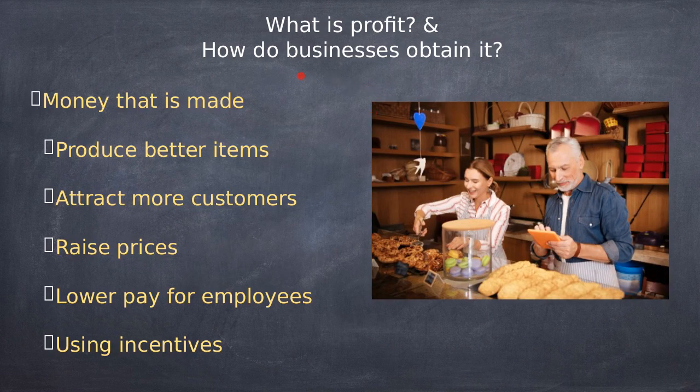So what is profit and how do businesses obtain it? I kind of touched on this. Profit is money that is made, right? So the way you can make more money as a business is to just produce better items, right? If you're selling junk, you're not going to make money. People are going to say, I'm not going to that store because they make junky items. You need to attract more customers. Okay. So that's a way that you're able to do that. You can attract more customers.